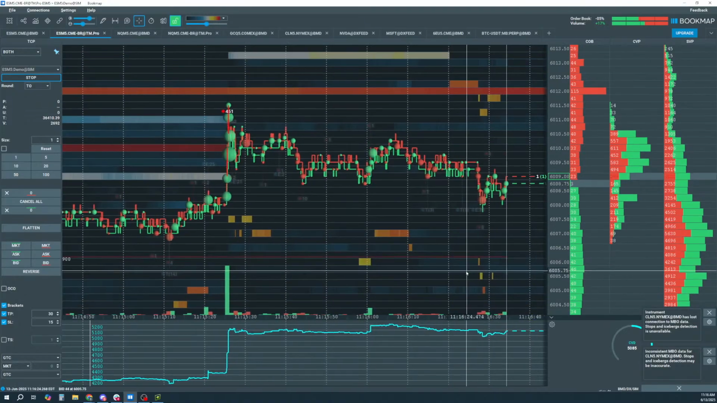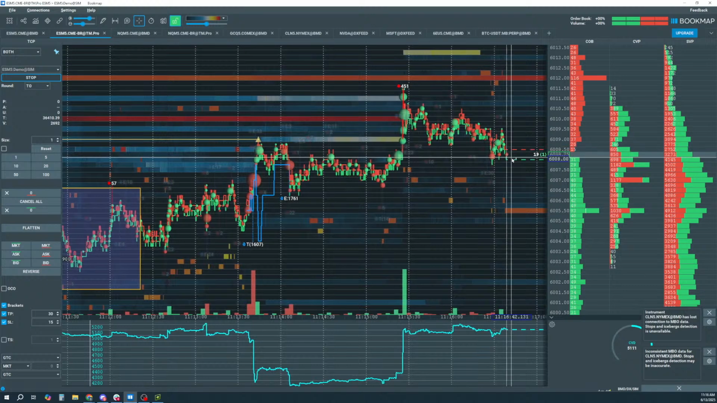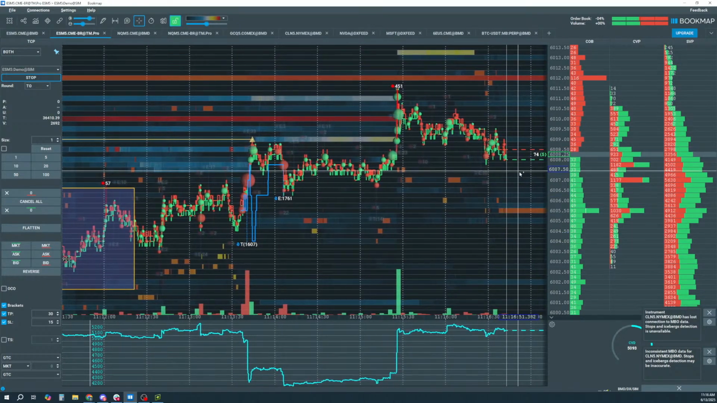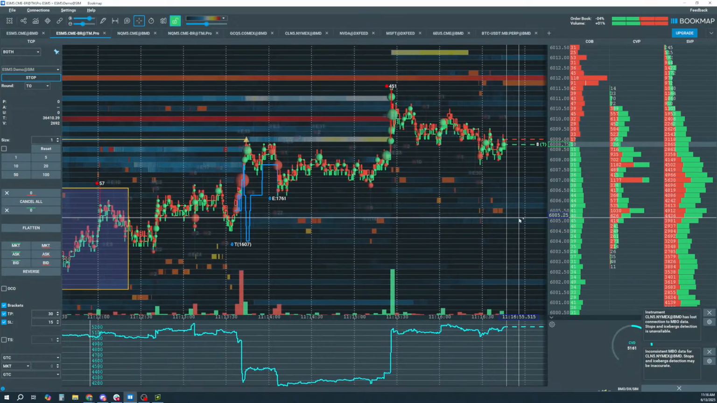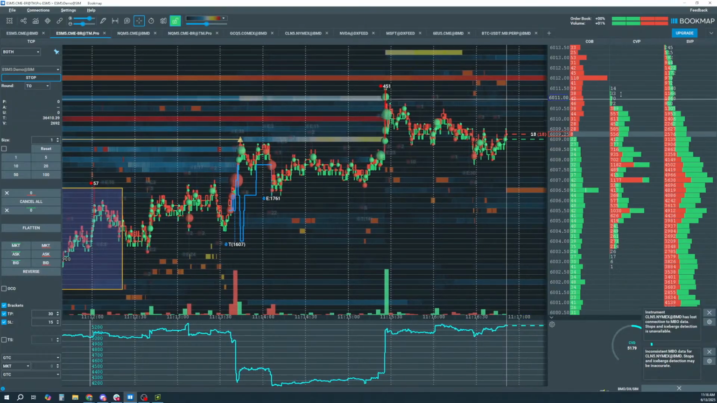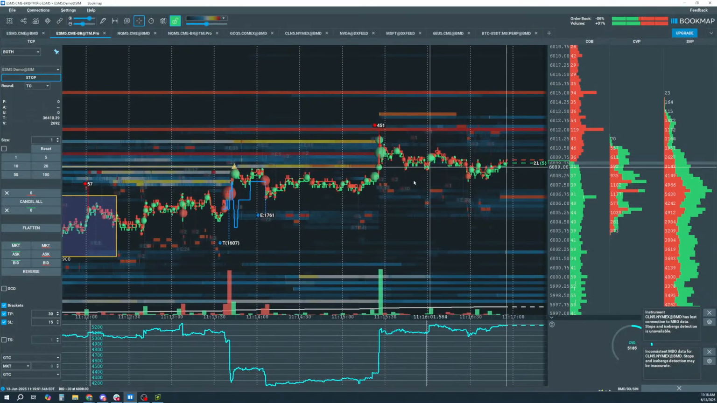Okay, so let's see, we did fill that high liquidity in here. If we get some sellers in here, I think we can move it. Okay, high of the day is up here at 15.